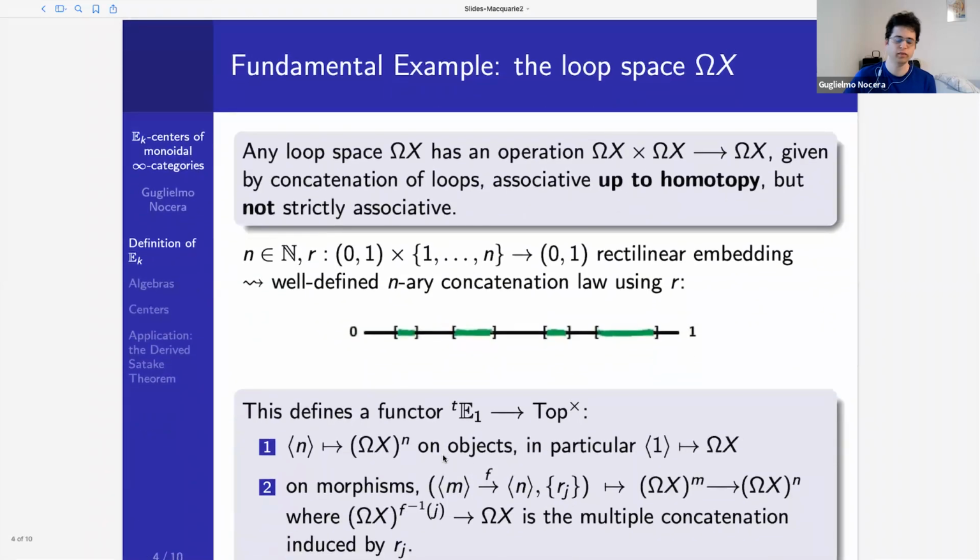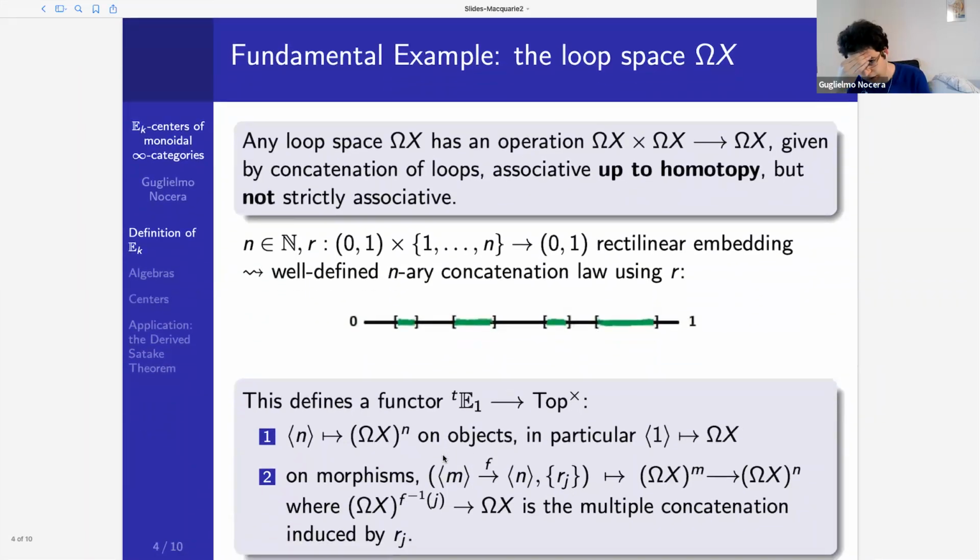Okay, we now move to our first fundamental example, motivating a great amount of definitions. Consider a pointed topological space X and consider its loop space, omega X. Well, this space has an operation, which is given by the usual concatenation of loops. But we all know that this operation is only associative up to homotopy, and it gives rise to the fundamental group, if you want. But this operation is not strictly associative.